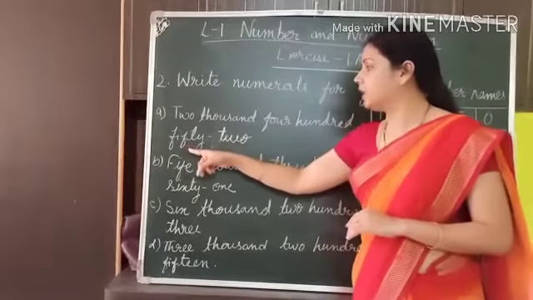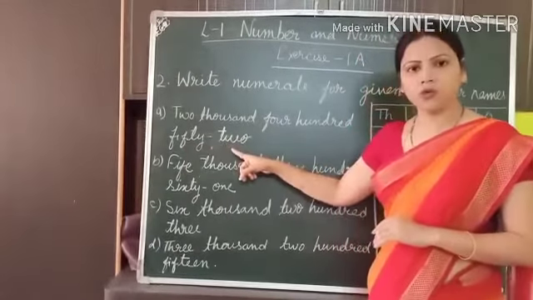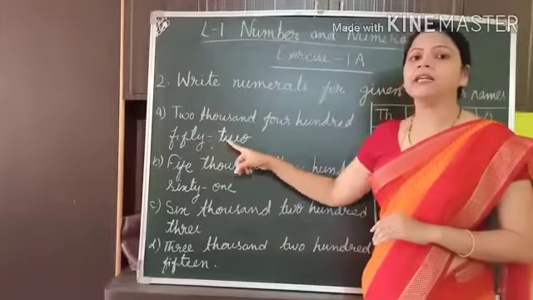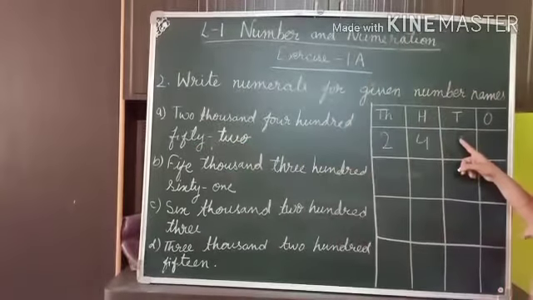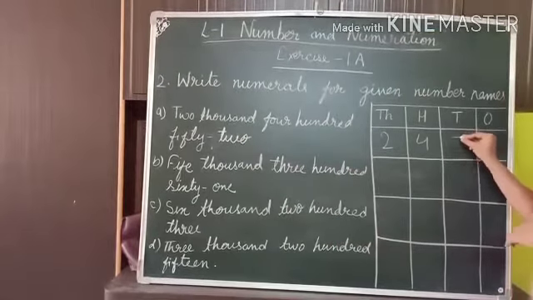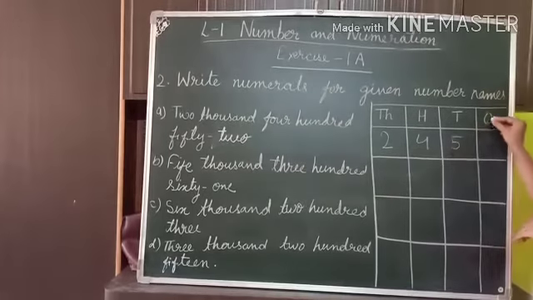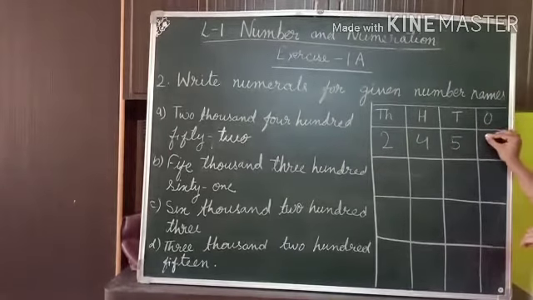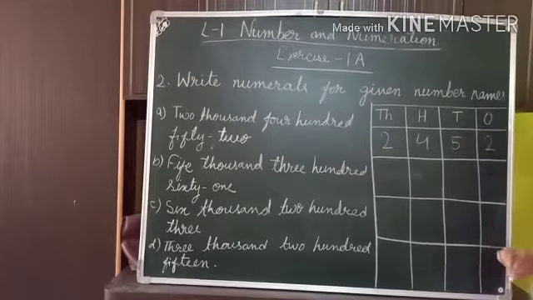Now what is written here? 52. So at the place of tens, we will write 5, and at the place of ones, we will write 2. 5, 2, 52. So 2452. You have to do the rest.